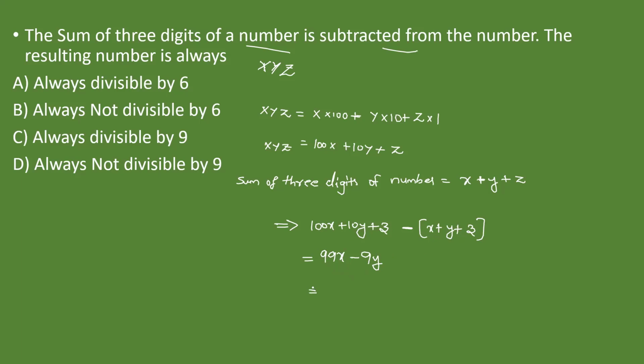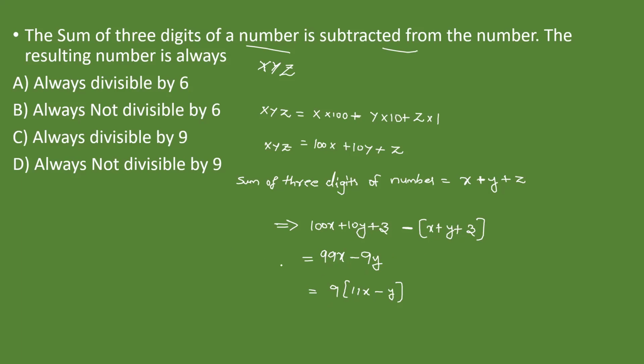For calculation ease, because here they have given us 6 and 9, I will take 9 as common. So what happens is 9 times of 11x plus y. I am taking 9 as common.